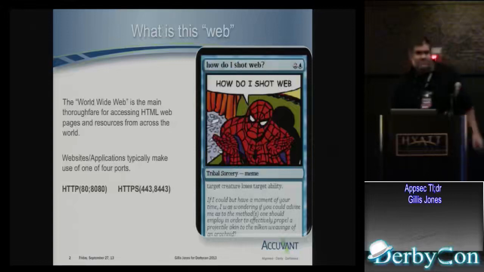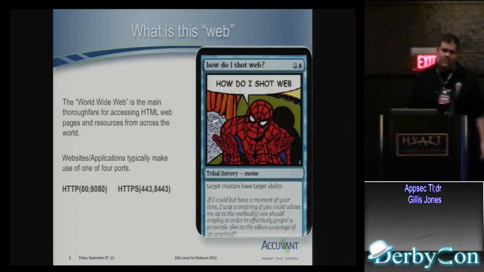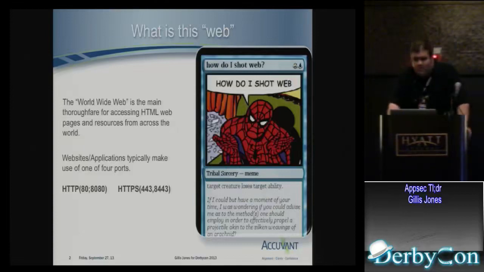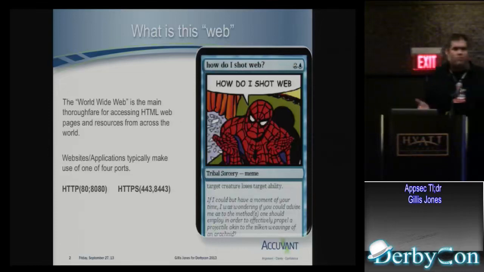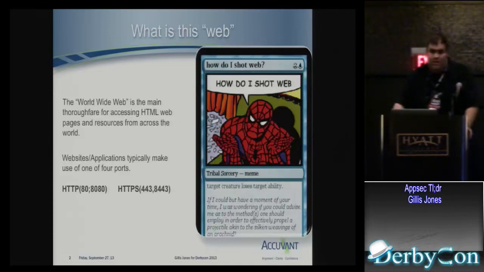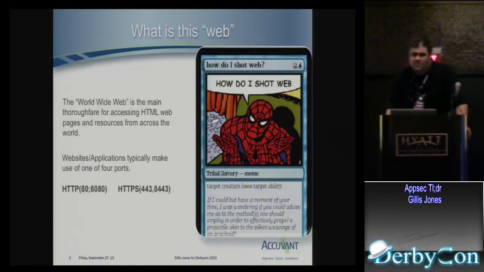The World Wide Web is basically the function through which computers share information between each other. It's a big system of HTML pages and resources that are from all across the globe. Now, typically, the traffic will be seen on either port 80 or port 8080 or HTTPS, which is 443 or 8443. But these can be substituted for alternative ports, but that's slightly more advanced stuff.